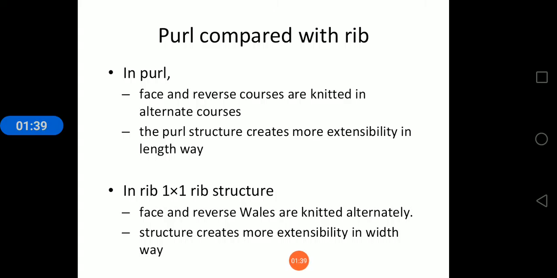In rib structures, one wale is face and one is back, and after the second line it comes back to face again. But in purl structures, the first line is totally face and the second line is totally back. This is the comparison of purl and rib structures. In 1:1 rib structures, face and reverse wales are knitted alternately, and the structure creates more extensibility in the widthways direction. Why? Because the fabric is comparatively narrow, so there is extensibility in width.